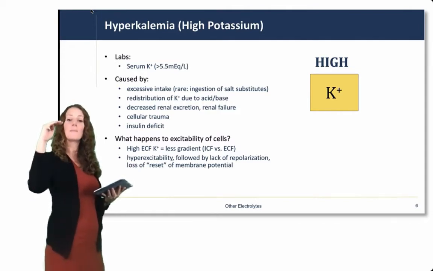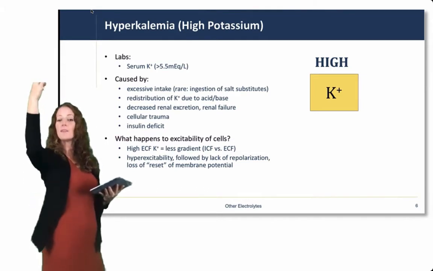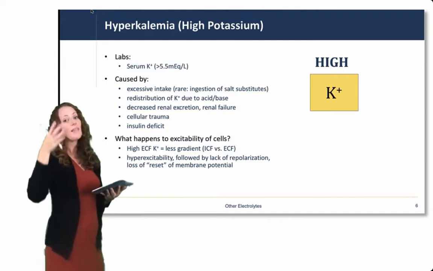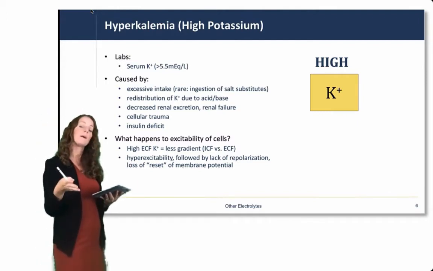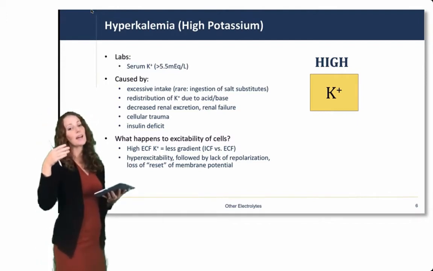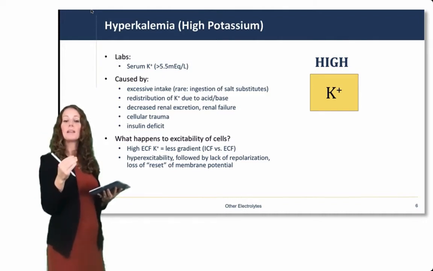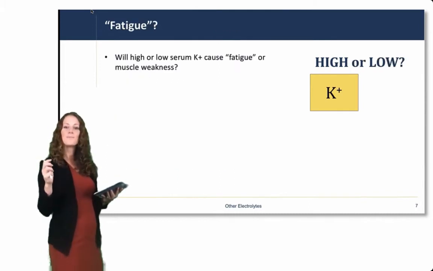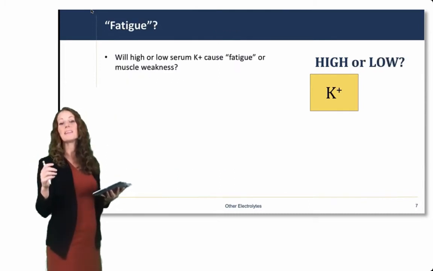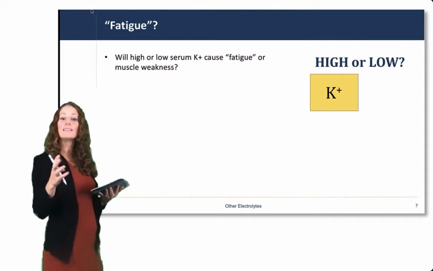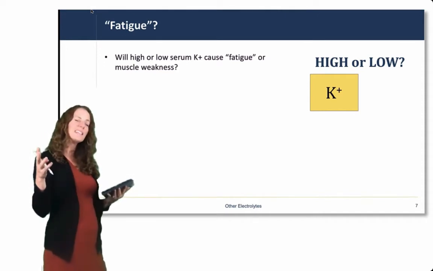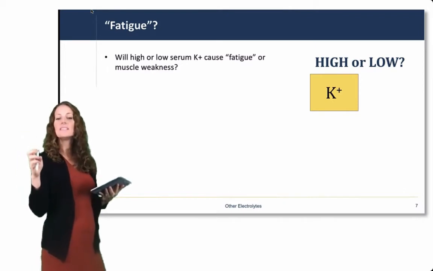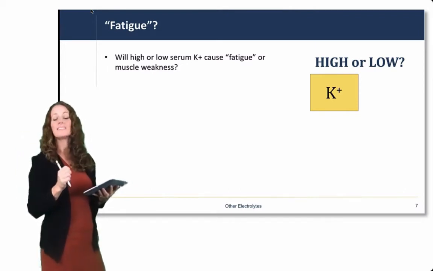a period of time. Unfortunately, though, this is followed by a lack of returning back to baseline, and that loss of reset of membrane potential makes it difficult after a period of hyperexcitability to get stimuli again. So, why do we see muscle weakness in both high and low potassium? Patients will say they're fatigued or their muscles are weak. Why do we see fatigue or muscle weakness in both of these conditions?